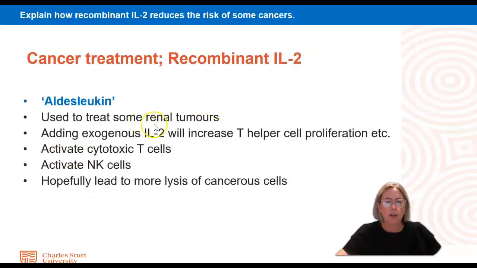Recombinant IL-2 then can be used to treat some renal tumors. Adding exogenous IL-2, of course, will increase that T helper cell proliferation and therefore the activation of those cytotoxic T cells, and also activate natural killer cells as well. And hopefully the combination of this then would lead to more lysis of cancerous cells. Aldesleukin is an example of recombinant IL-2 that's used in the Bryant and Knight's textbook, but you don't need to remember that.